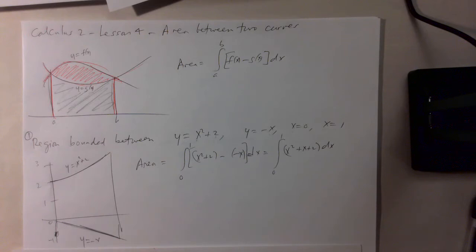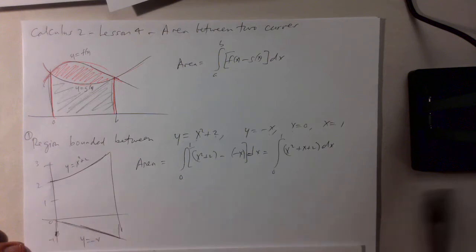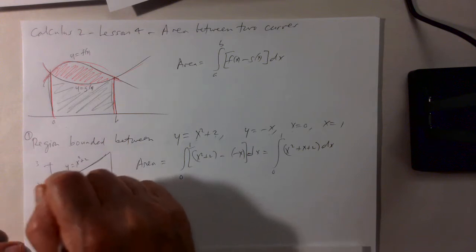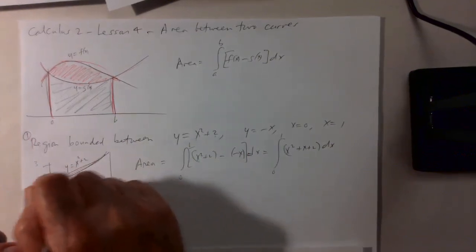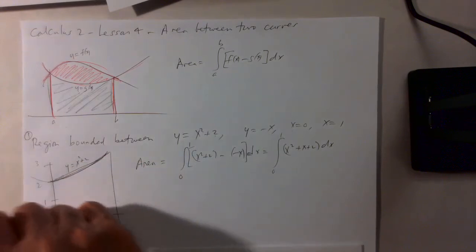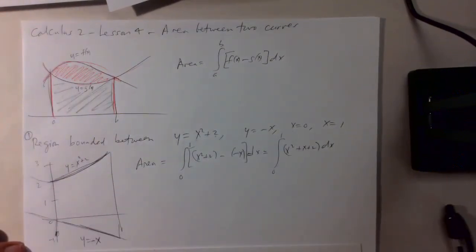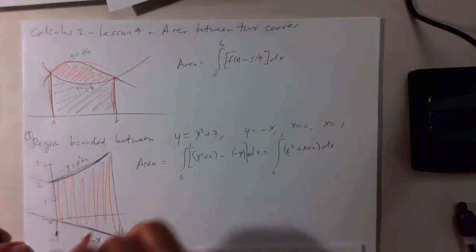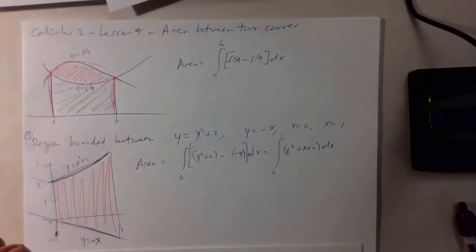So if we draw that region, not drawn to scale, from 0 to 1, this is the line y equals minus x. This is the parabola y equals x squared plus 2. The parabola would really look like this, and this line would continue. But the region between these curves that we're interested in is that region.